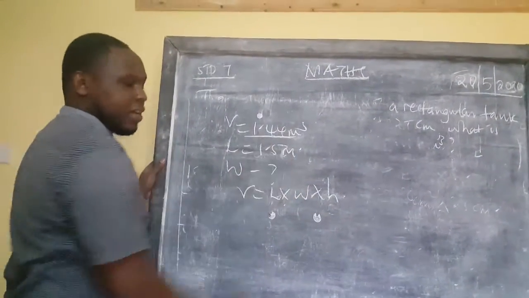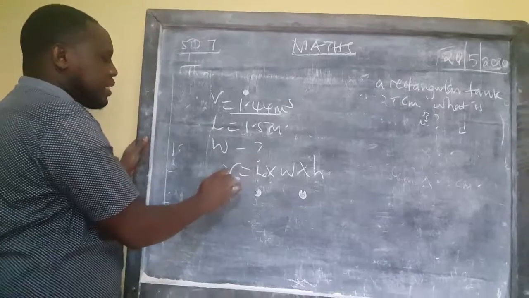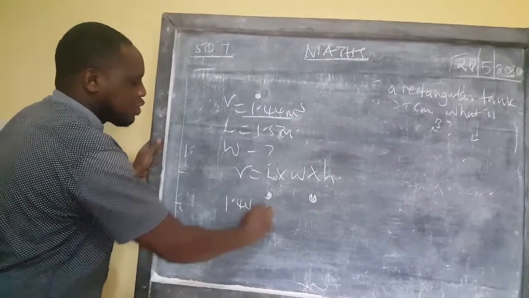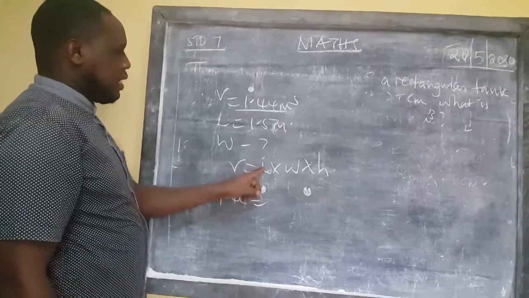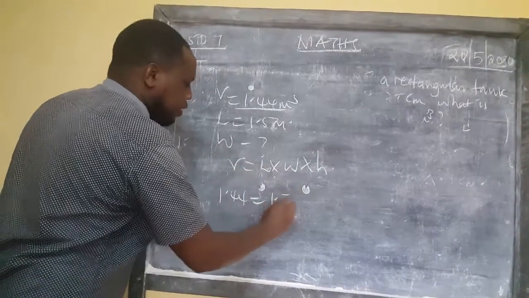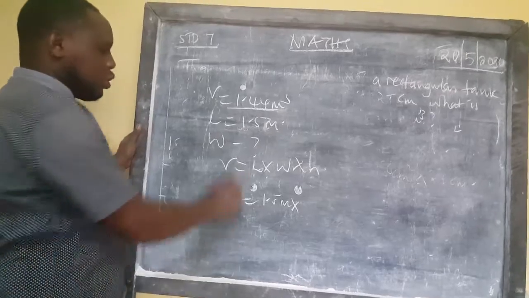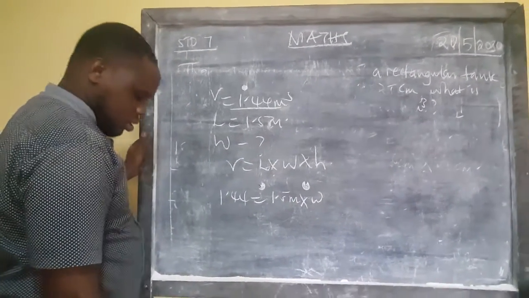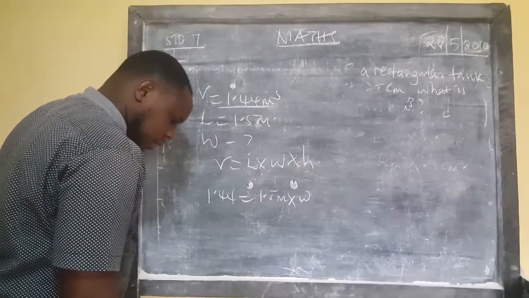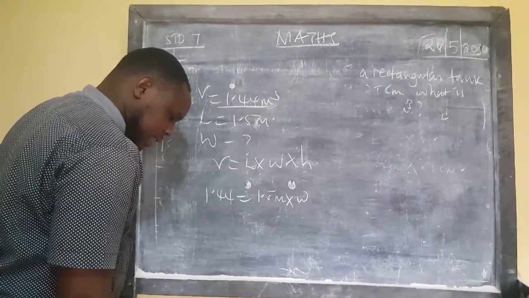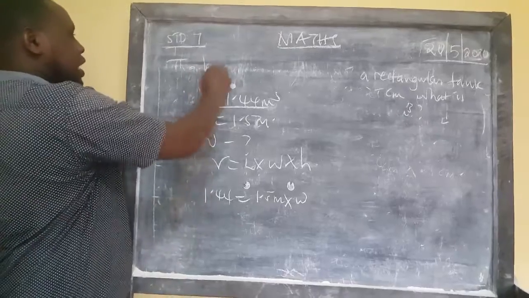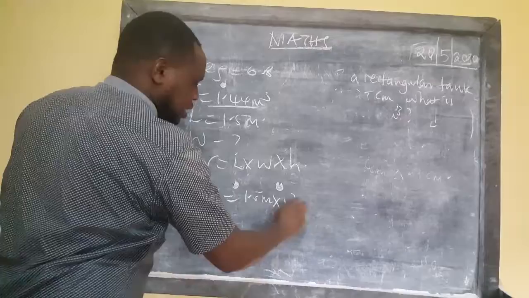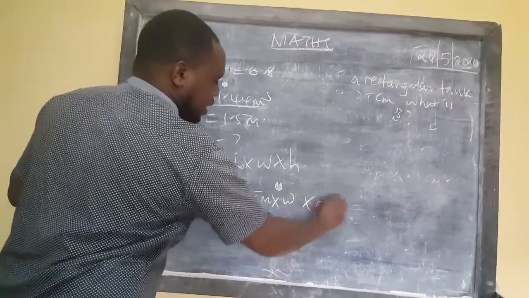So our volume is given. Where it is given, replace that. So in our case here, V will be replaced by 1.44 is equal to, the length is given as 1.5 meters times, the width is not given, and then you are also given the height. Height is given as 0.8.